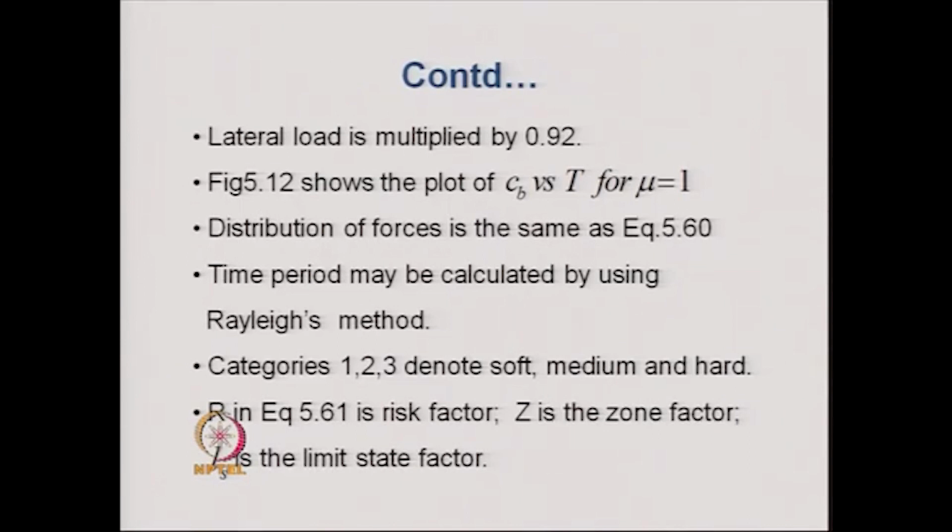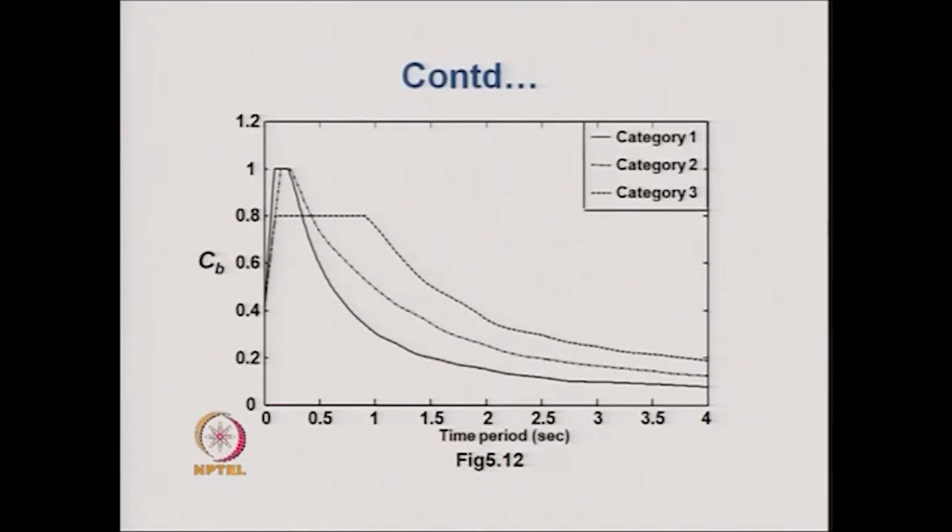Categories 1, 2, 3 denote the hard, medium and soft soils. R in the equation, I said basically as reduction factor, that is wrong. R is a risk factor and Z is the zone factor and LS is the limit state factor. So, for the categories 1, 2, 3 we have different kinds of curves. Here the CB versus time period curve is shown for category 1, 2 and 3, and one can see that for category 1 the value is less, whereas for category 3 the value is more, and they are for the hard, medium and soft soils. So, the CB versus time period curve varies with the soil condition.